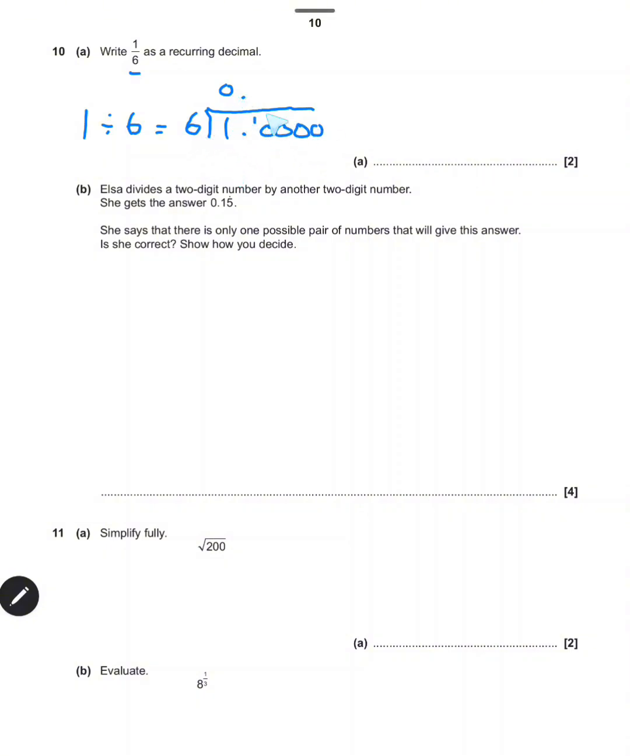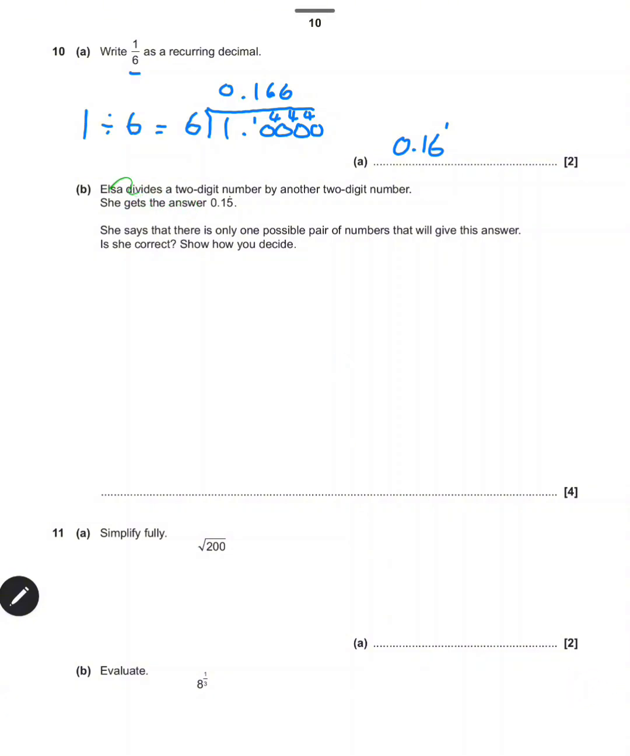And then we've got 6's into 10, which is 1 remainder 4. 6's into 40. Well, 6 6's are 36. So that'll be 6 remainder 4. 6's into 40, 6 remainder 4. 1/6 as a decimal is 0.16 recurring.